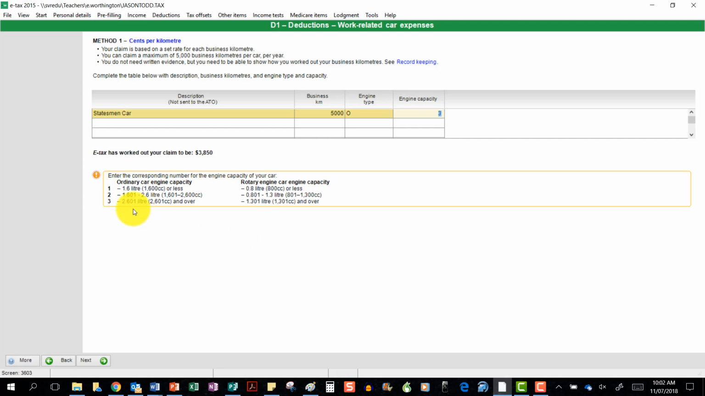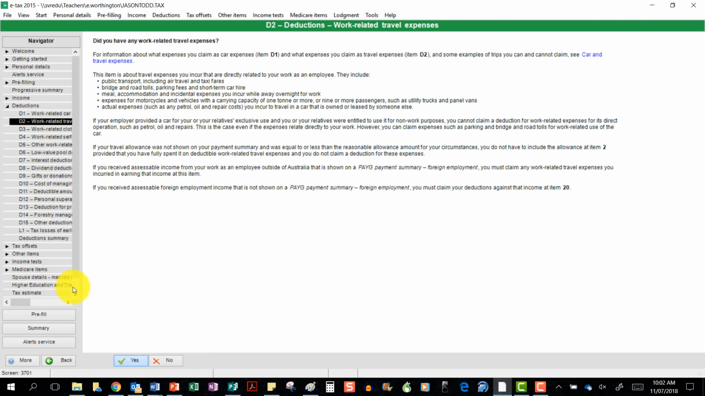So you need to look for here. Now this one is 2.6 litres or over. And obviously 5 litres is over, so we put in a number 3 there. So you just need to read the assignment really carefully for that. And then moving on next there.